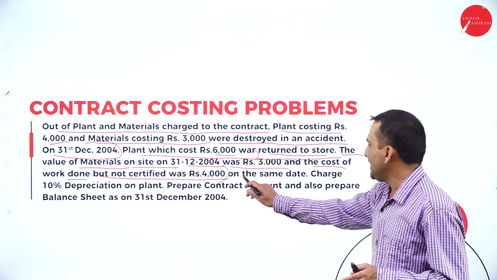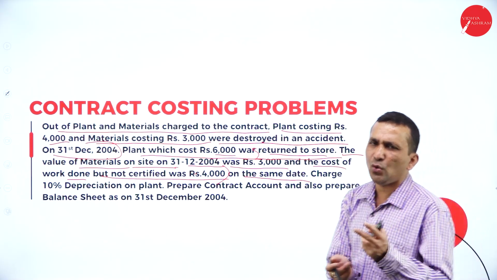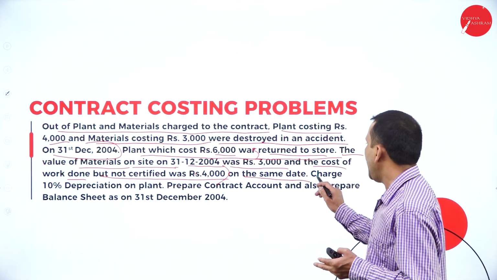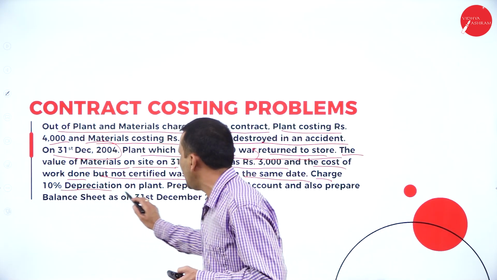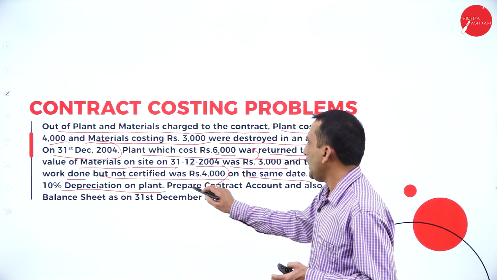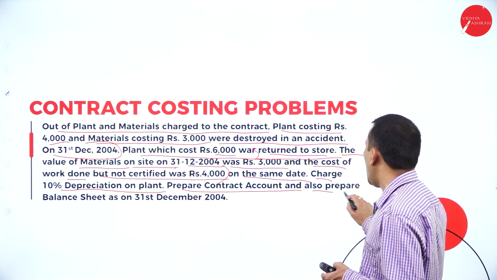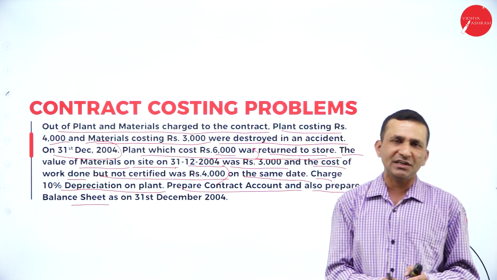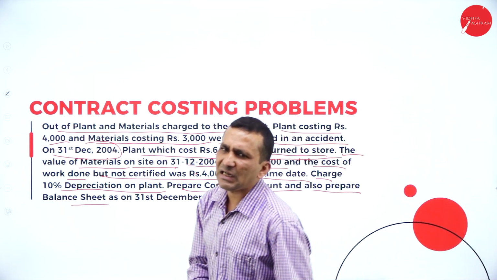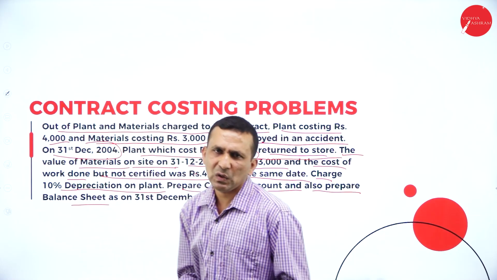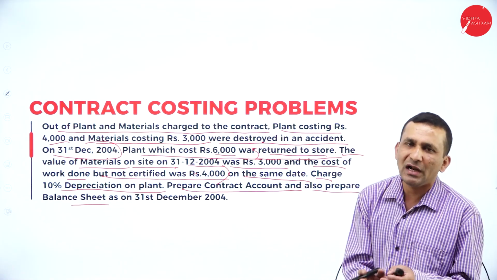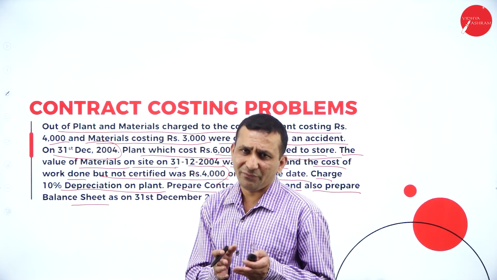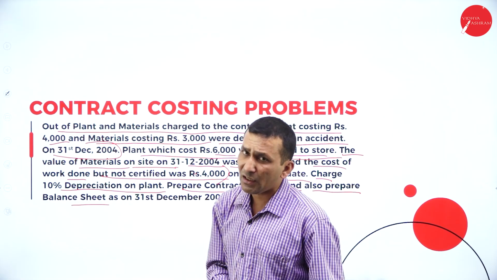On the same date, there are two kinds of work in progress: one is work certified, the other is work uncertified. Here, charge 10% depreciation on plant. Prepare the contract account and also prepare the balance sheet. If the method of depreciation is not specified, we will straight away consider the original cost method. It is not specified in this question, so we directly select the suitable method, which is the original cost method.